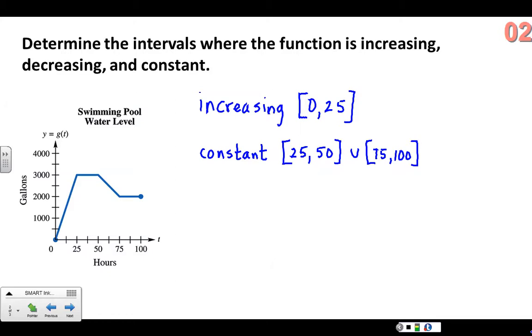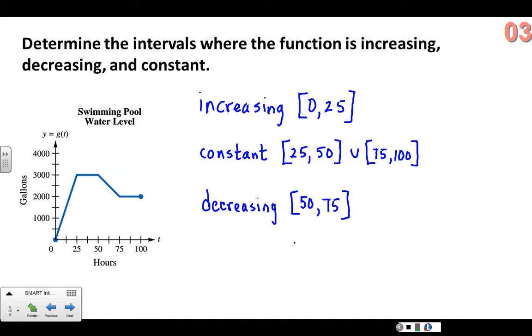Okay, now was there an interval where the number of gallons started to decrease? Or where it starts falling from left to right? Right here, between 50 and 75, you can see it's slanted down, like it's sliding down. So that's a decreasing interval. So it's decreasing on the interval between 50 and 75 hours. Okay, so it's very visual. You can see very well what's going on with your graph.